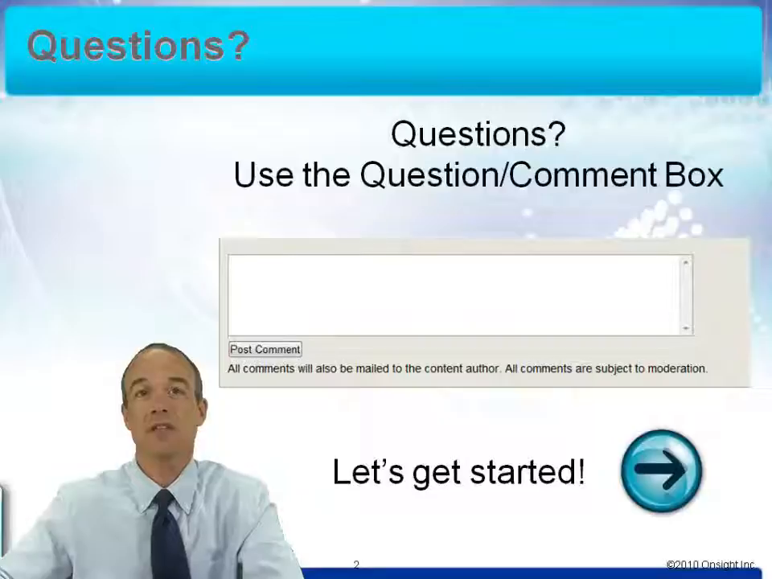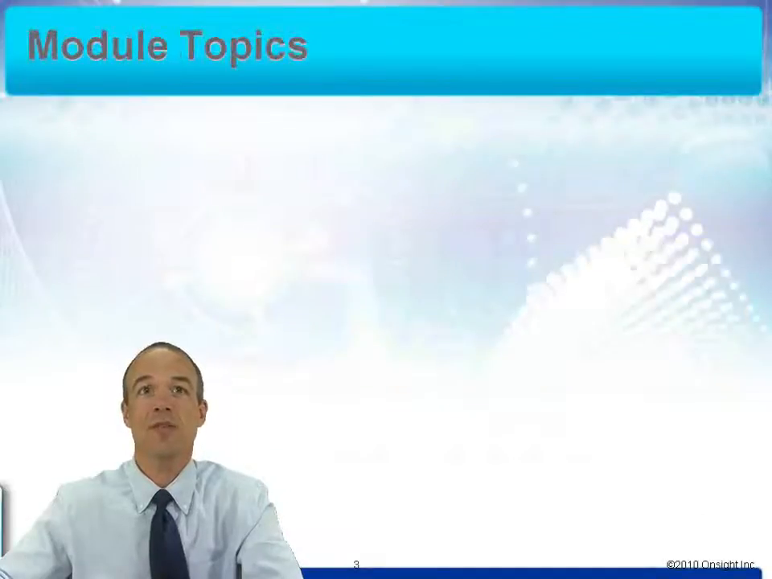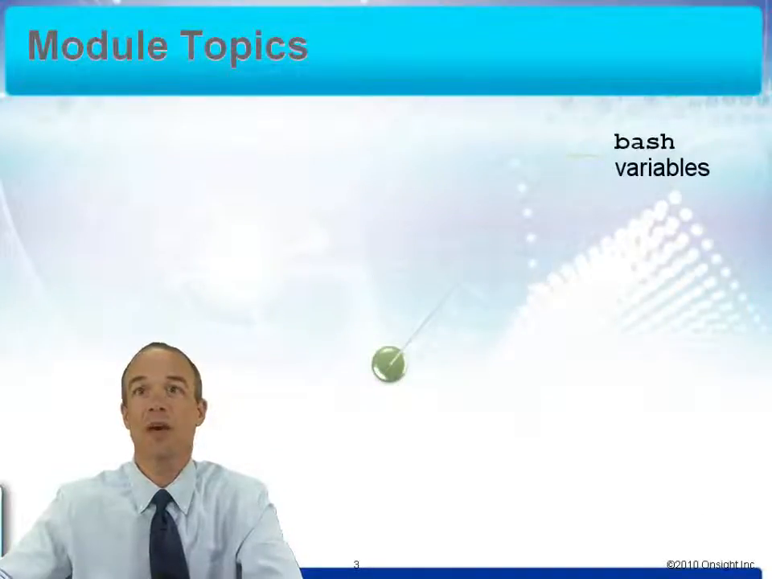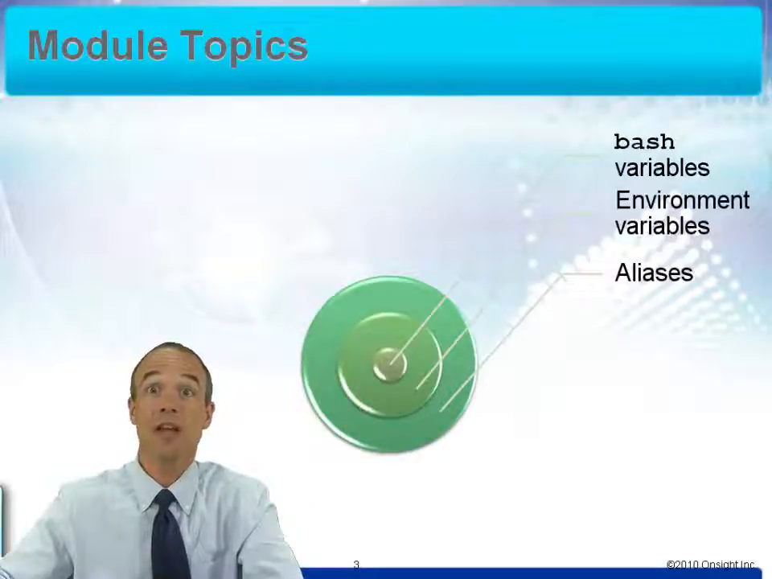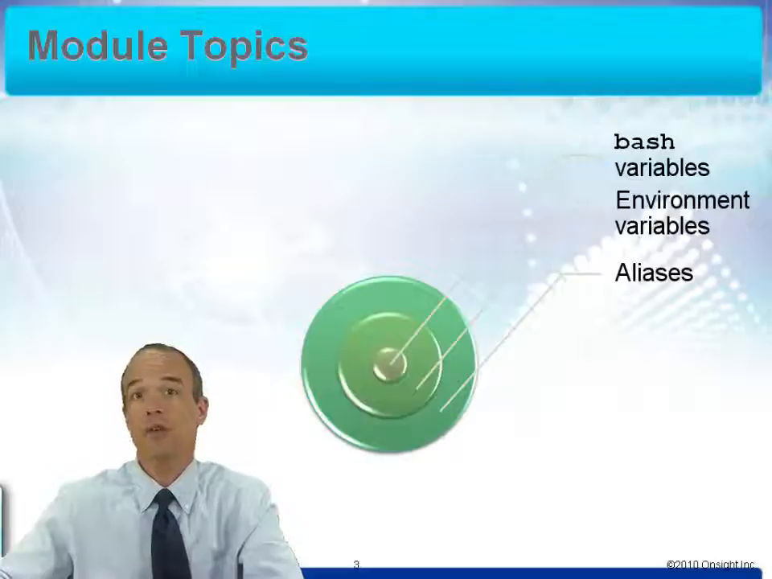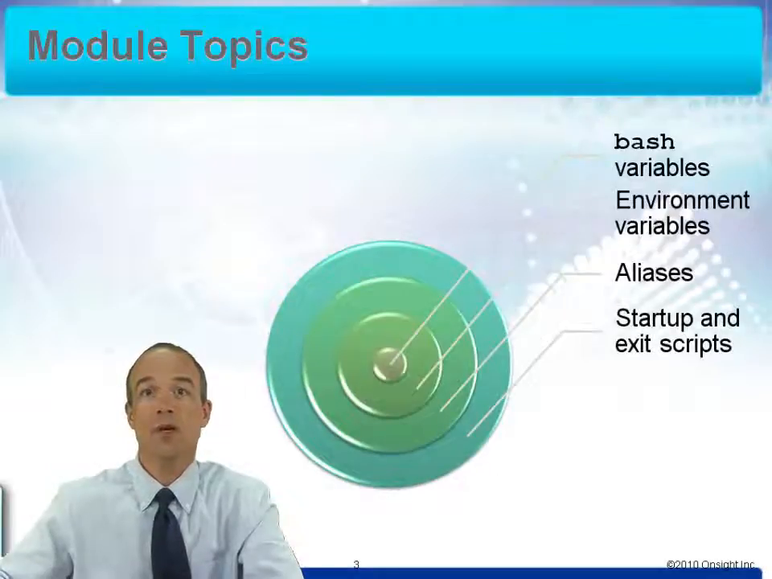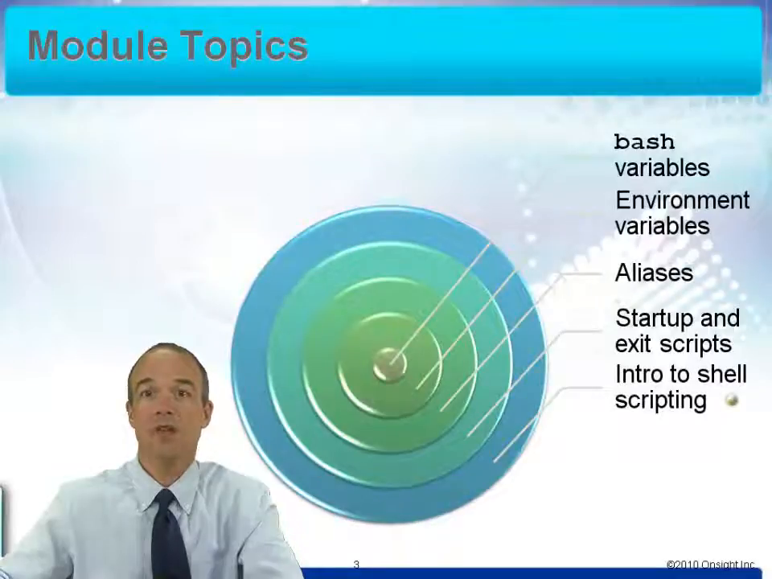So let's get started talking about configuring the bash shell. First we'll talk about bash variables. Then we'll talk about environment variables. We'll talk about aliases. It's basically a way to create your own commands to do something else. We'll talk about startup and exit scripts. And then finally, a little introduction to shell scripting, very briefly.